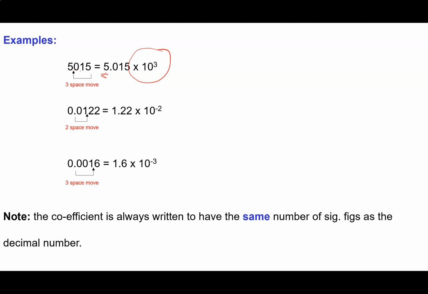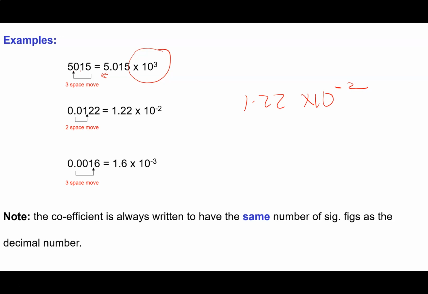Okay, in my next one, I've got a number that's less than 1, so I know my power of 10, I can almost write it out immediately, is going to have a negative exponent. So now I've got to write my coefficient, which is just my number written with the decimal point placed so that there is only one non-zero number to the left of the decimal point. So 1.22. And then I count the number of spaces that I had to move the decimal point to get that coefficient, and that's what goes in my power of 10. So it's pretty simple, right?